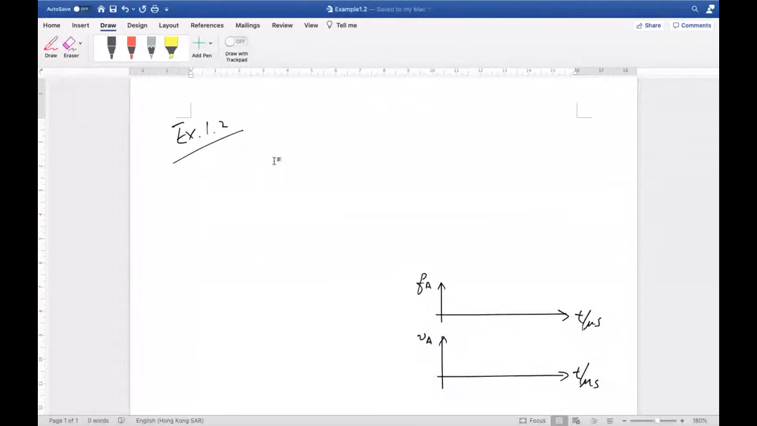Okay, so here we go. 1.2. So we have the topology, right? And then some parameters are given. So V0 is equal to 12 volt, and then we also have Vin is equal to 20 volt.